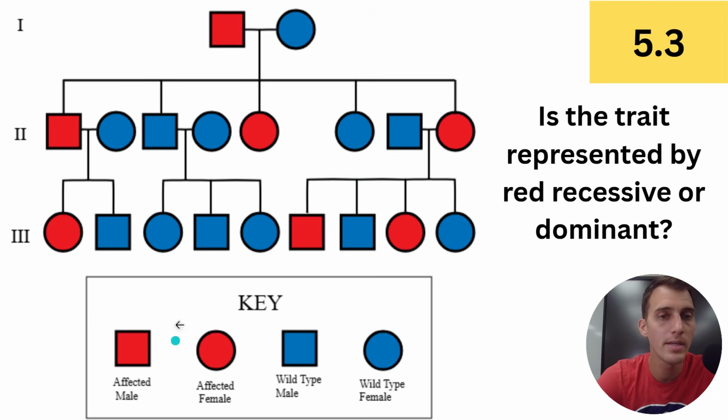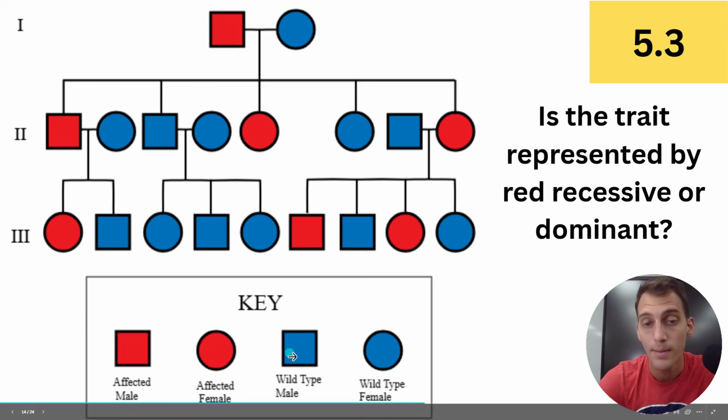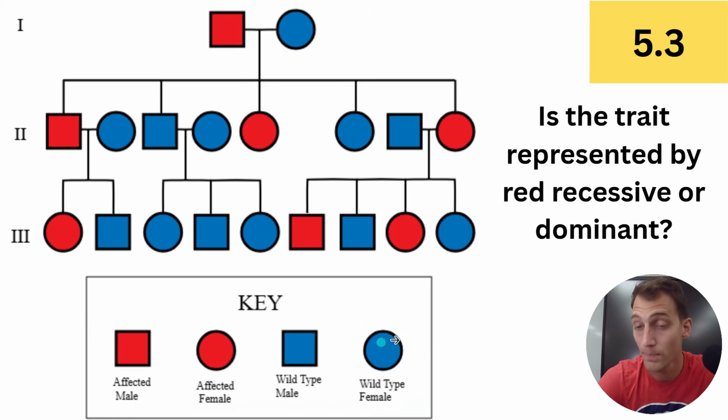You've got a key down here. Let's say some kind of gene or genetic disorder is labeled in red over here. So here's the affected male, the red circle is an affected female, the blue square is an unaffected male, and the blue circle is an unaffected female. Okay, what do you think?